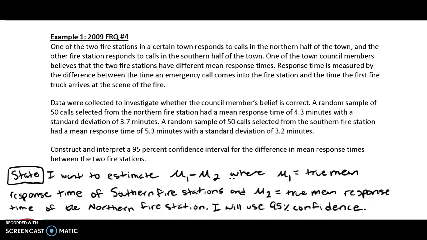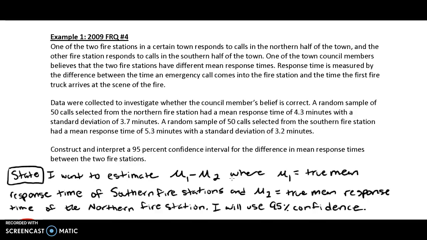Nonetheless, you'll be prepared. Well, here I'm looking at one of the two fire stations in a certain town responds to calls in the northern half of the town, and the other fire station responds to calls in the southern half of the town. One of the town council members believes that the two fire stations have different mean response times, and the response time is measured by the difference between the time an emergency call comes into the fire station and the time the first fire truck arrives at the scene of the fire. Data were collected to investigate whether the council member's belief is correct.